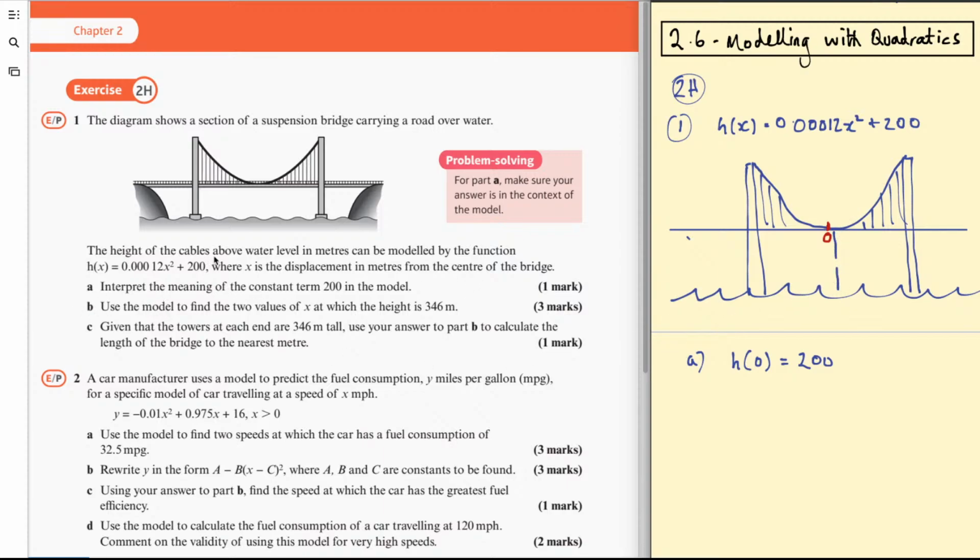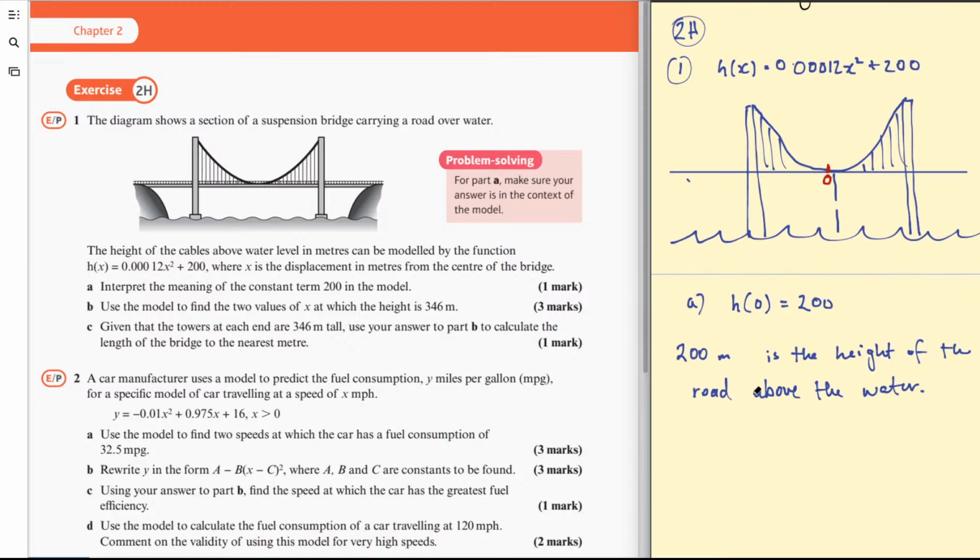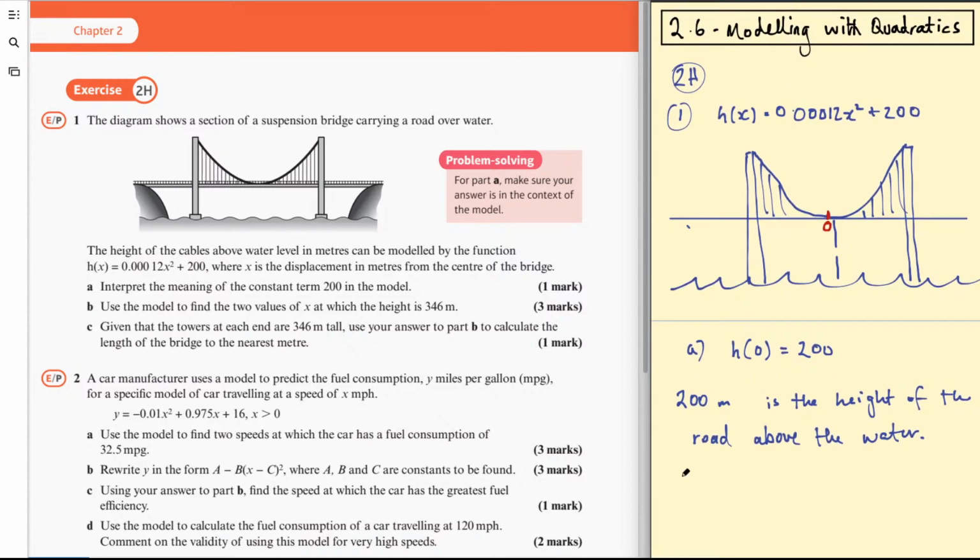So in terms of the model, we could say that's the height of the road above the water. So we could say something like 200 meters is the height of the road above the water. Okay. Part B.